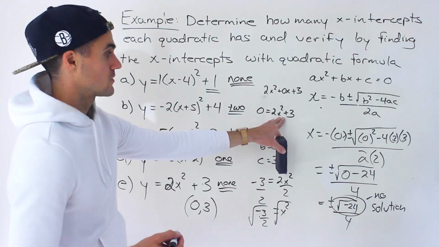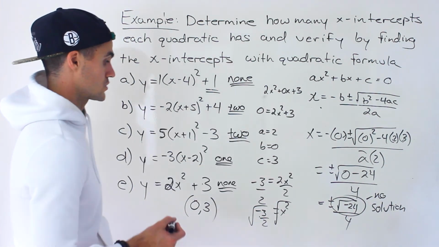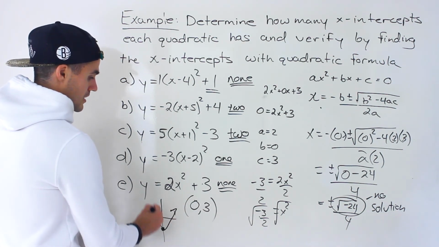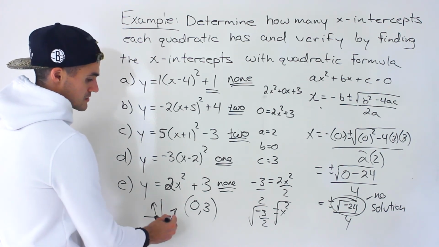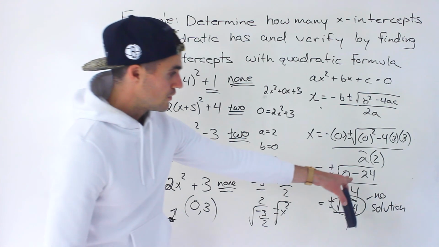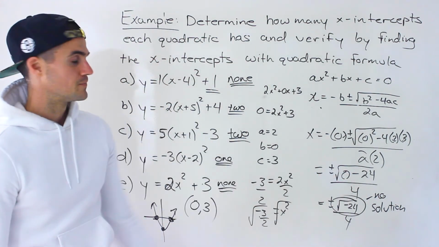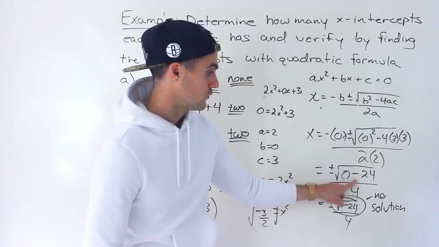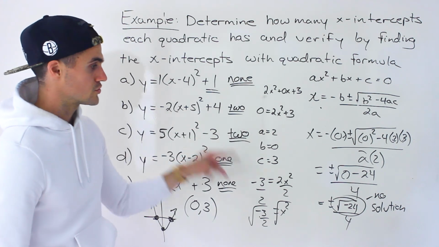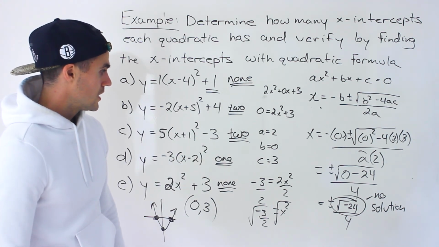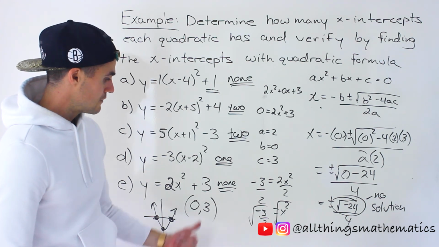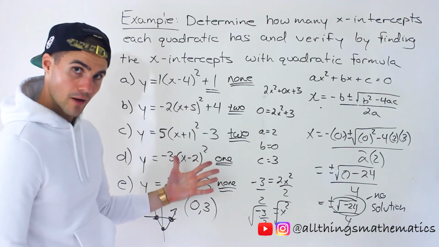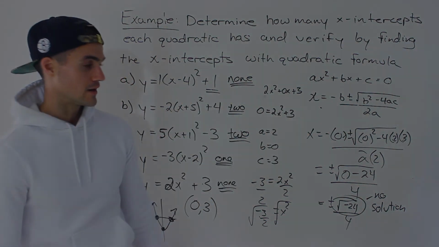Now, if it was minus 3, then we would get 2 solutions, because then the vertex would be at 0 and negative 3, which would be down here. And if it opens up, well, now it changes the game because there would be 2 x-intercepts. This would end up being positive, so we would get 2 different solutions, right? This negative 3 here would turn this into a positive 24, and the square root of positive 24 would have 2 solutions. All right, but because this k value is positive and because the quadratic opened up, there are no x-intercepts. We showed that with a diagram, and then we also verified it with the formula.